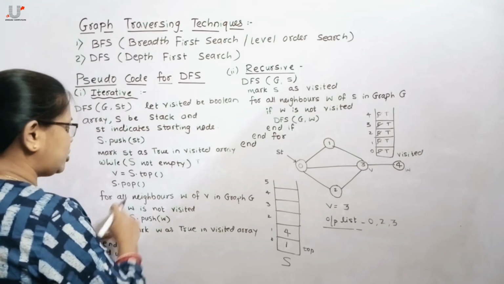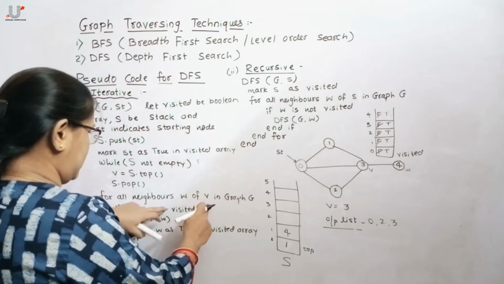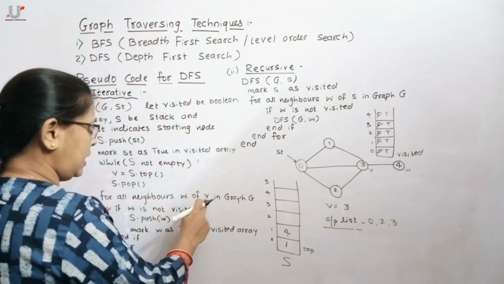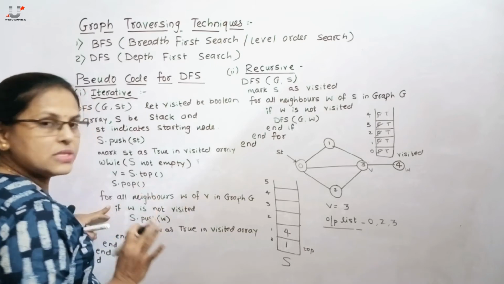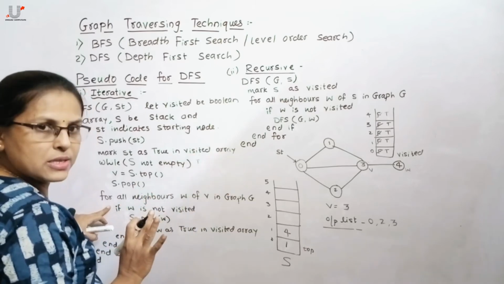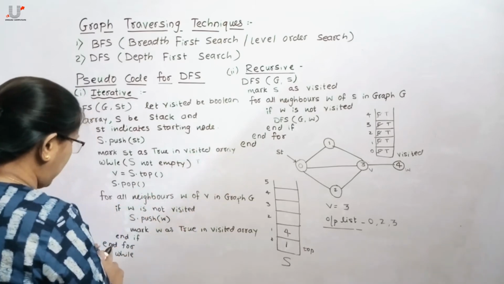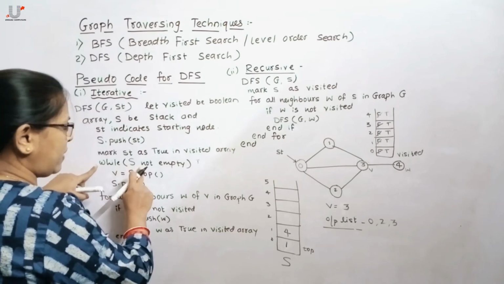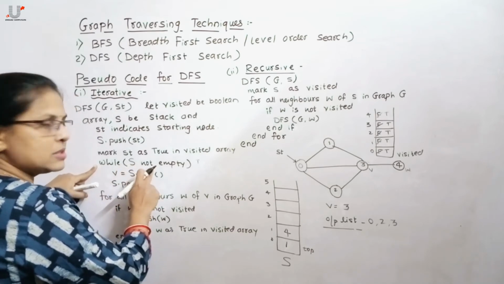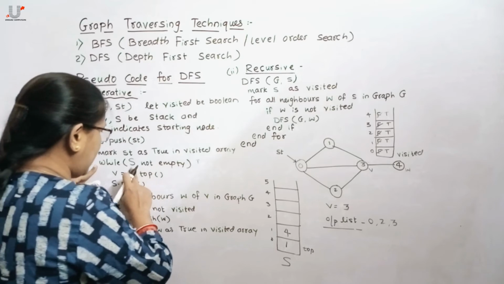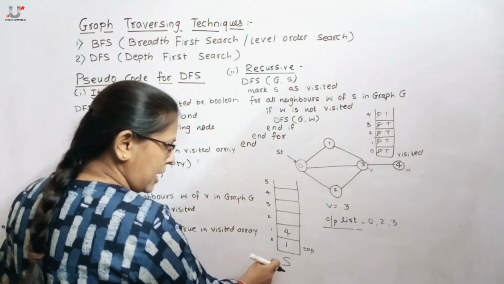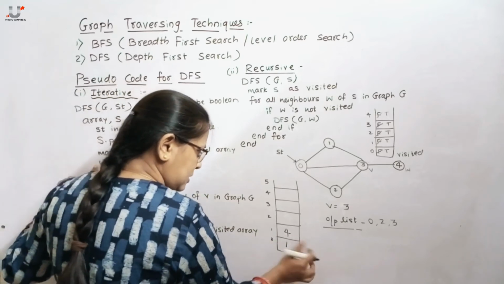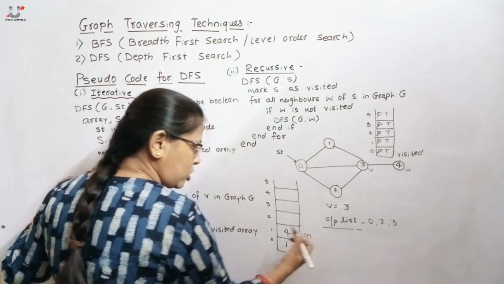Then again check whether any unvisited neighbor for this V is remaining. No. Then exit from the for loop and move to the while again. Check the status of the stack now. S is not empty. S means stack. Currently the stack is not empty.